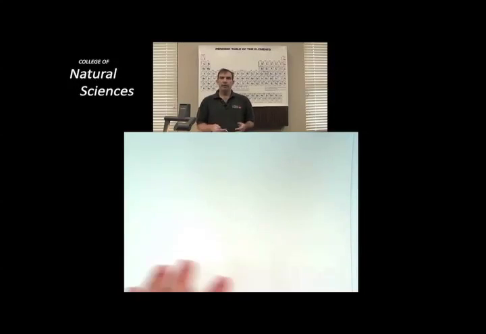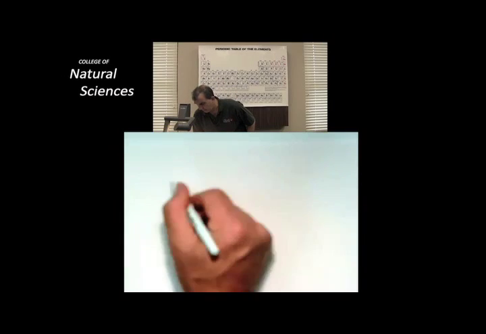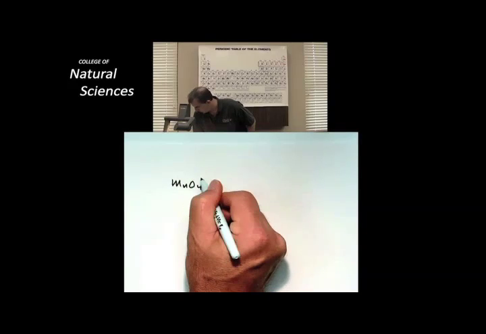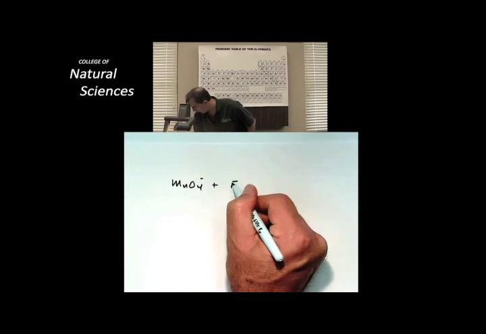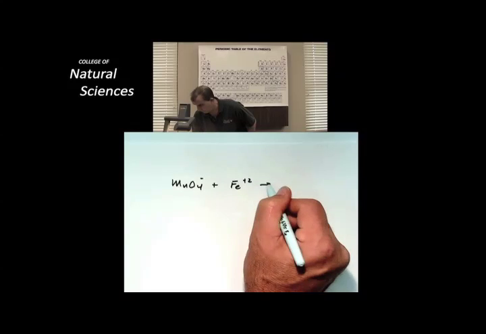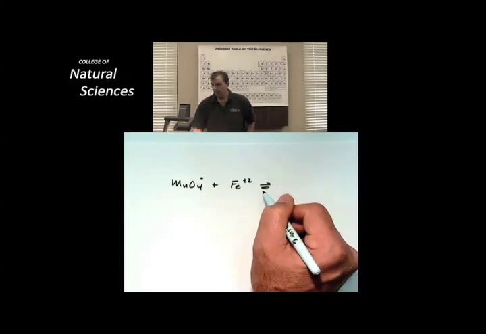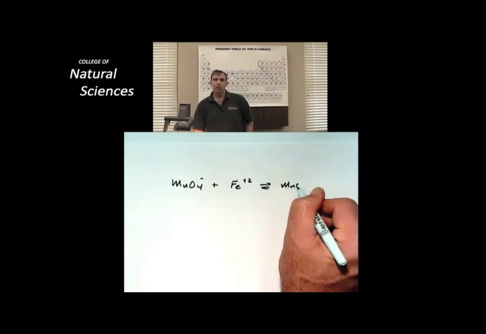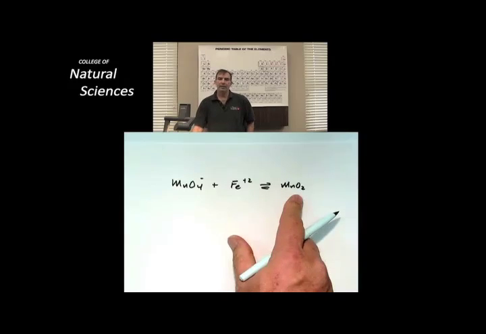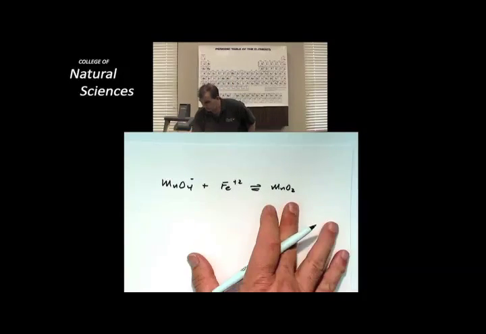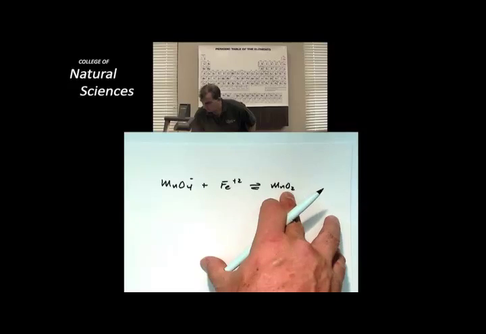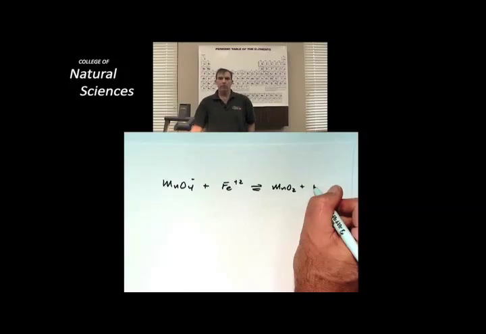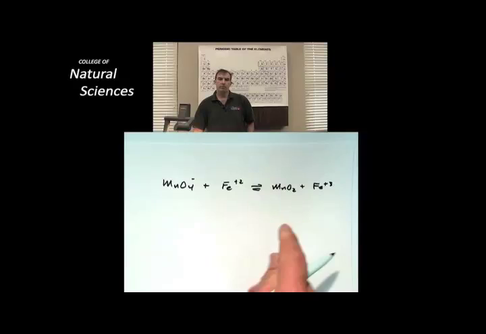I can do exactly the same kind of procedure, a change in oxidation number method, and do it for bases as well. So I'm going to come back to my permanganate, and I'm going to react it again with iron, this time to make not Mn plus 2, but rather MnO2, which is that kind of brown precipitate. And I'm going to make iron plus 3. So this is the reaction I'm going to balance.